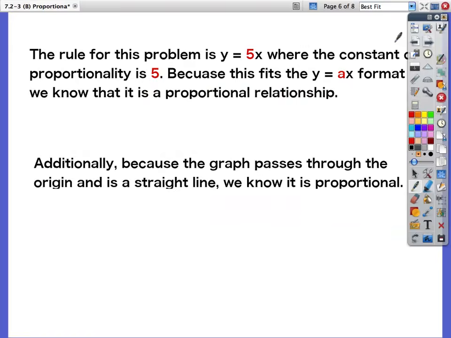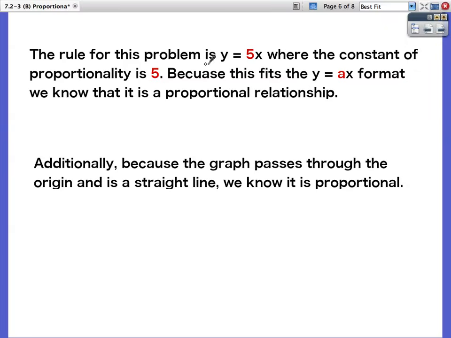That's interesting. So because for that problem the rule was y equals 5x, where the constant of proportionality is 5, we know that it's proportional because it fits the format. It fits this format. A is 5. See that? It's red and so is A. The constant of proportionality is 5 here, so it's proportional. Additionally, because the graph passed through the origin and is a straight line, we know it's proportional. So those two factors helped us decide.